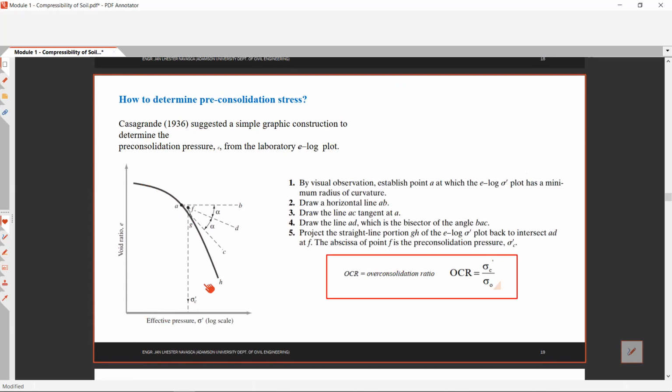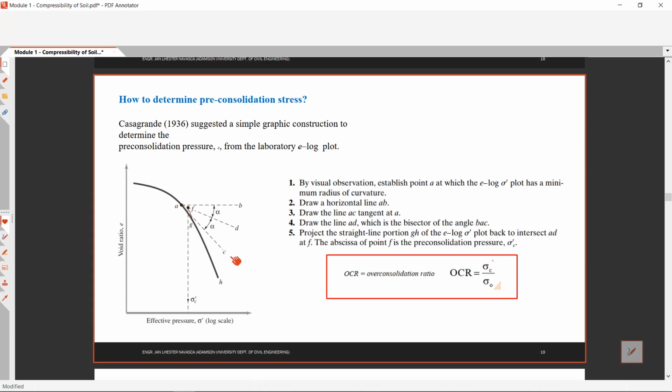So yung graph na yon, by visual observation, establish the point A at which the e-log plot has the minimum radius of curvature. Hahanapin diyan yung minimum radius of curvature. Ibig sabihin, saan diyan may pinakamaliit na R? This one, point A na yan. Having established point A, Casagrande draws a horizontal line AB. Then draw a line AC tangent to point A, tangent to the graph.